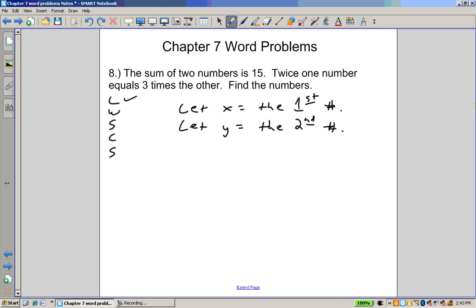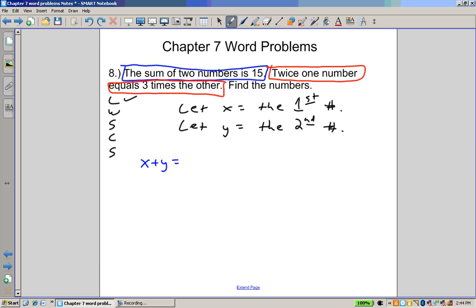Let's see, the sum of two numbers is 15. That looks like I could get an equation out of that one. Twice one number equals 3 times the other. That's another way to relate those quantities. So I think I could probably get an equation out of that one. So let's try it. The sum of two numbers is 15. Well, that's simple enough. Just take x and y, add them because it's a sum, and that's 15. The red, twice one number, equals 3 times the other. Find the numbers.